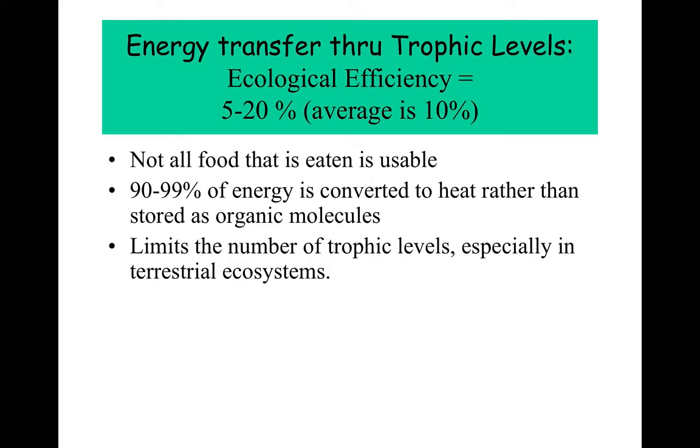Energy transfer through trophic levels. We talked about this earlier in the previous slides where the average is about 10%. This is just a quick reminder of exactly why that occurs. First off, not all the food at that trophic level that is usable is eaten. And remember that much of that energy is converted to heat rather than being stored as organic molecules. And as a result, this is going to limit the number of trophic levels, especially in terrestrial ecosystems.